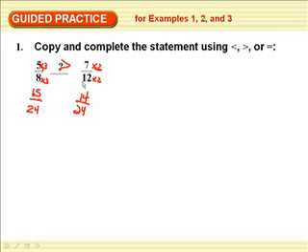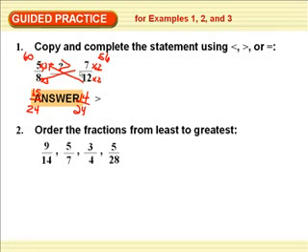Now let's check them with our cross products. 12 times 5 is 60. 8 times 7 is 56. 60 is greater than 56. So once you know that trick, it may be better to even just do cross products to begin with. Okay?